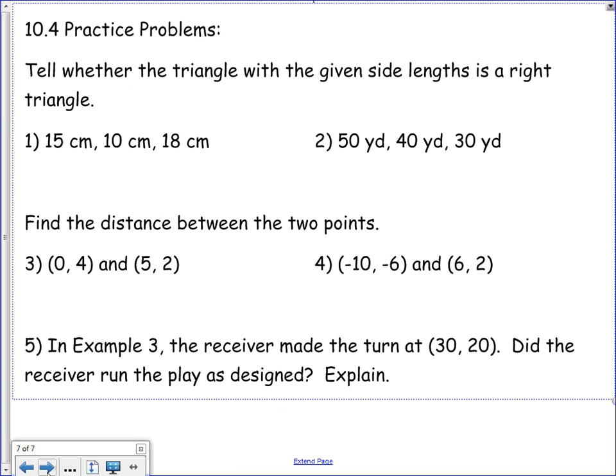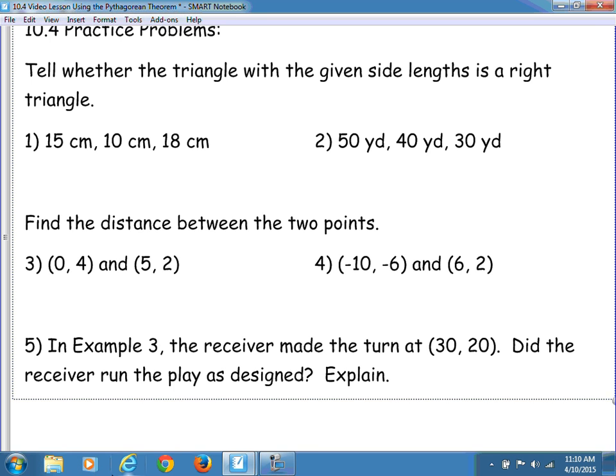Now you have a couple practice problems utilizing the converse of the Pythagorean theorem in 1 and 2, the distance formula in 3 and 4, and the distance formula again and the Pythagorean theorem in number 5. So we're changing and we're saying that the receiver made the turn at 30-20 instead of 20-10. So you're still starting at 60-50, still ending at 80-30. Please make sure you answer the questions.